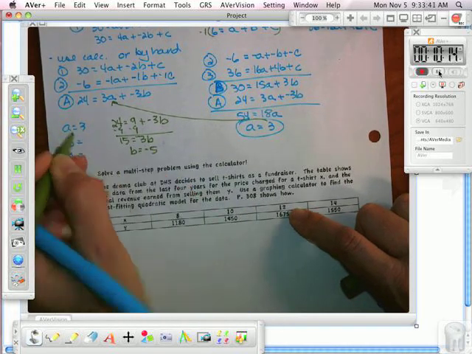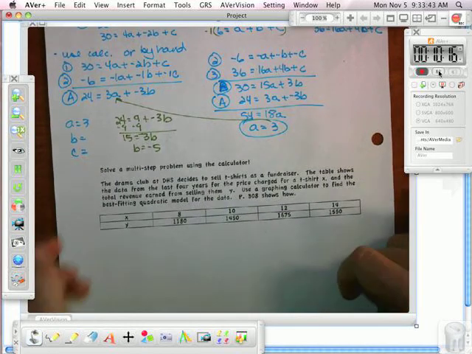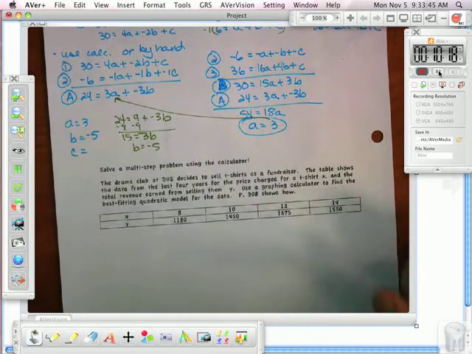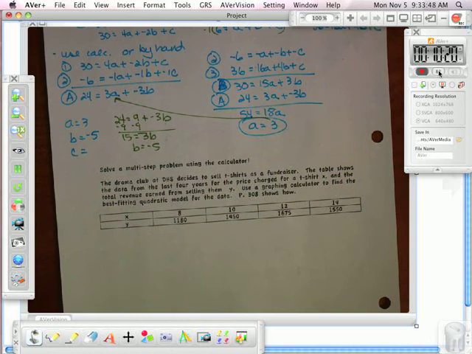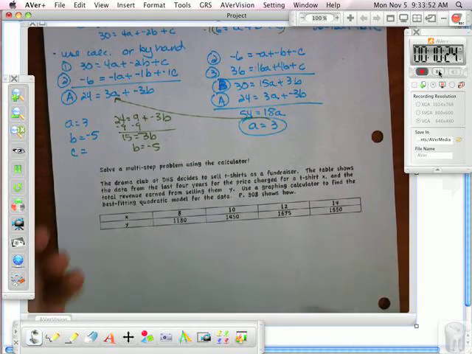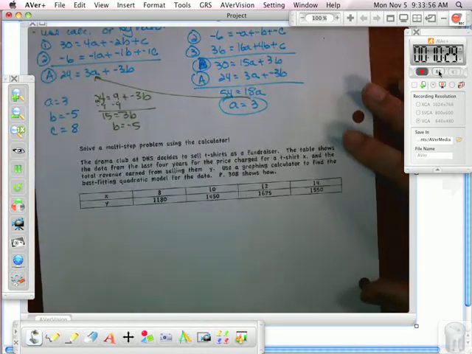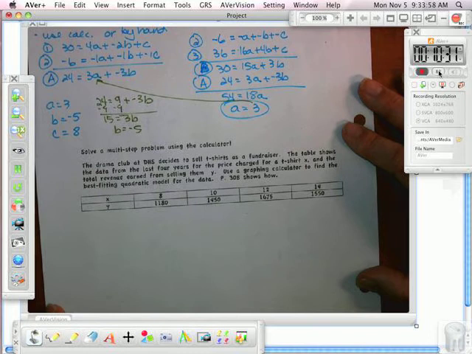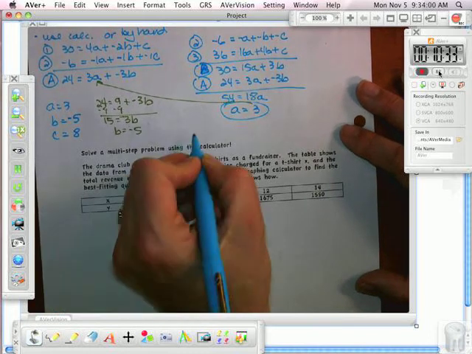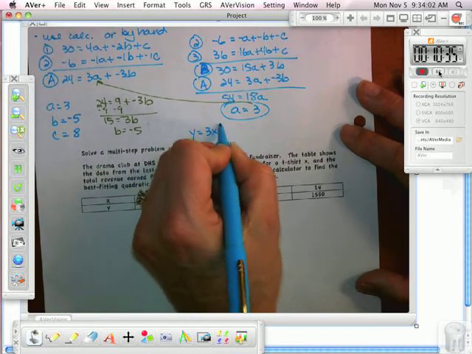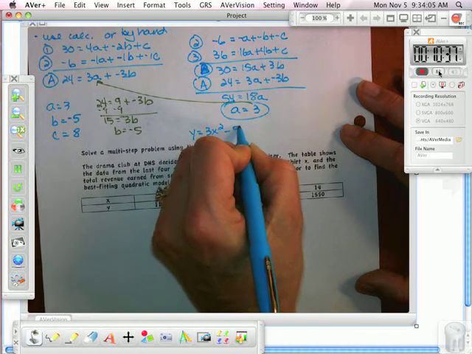Yeah? Okay, then what do you do? Plug into one of the equations. I'm just going to tell you it's 8. Okay? Now you can write the equation in standard form by just plugging in A, B, and C. So y equals 3x squared minus 5x plus 8. Voila! Isn't that beautiful?